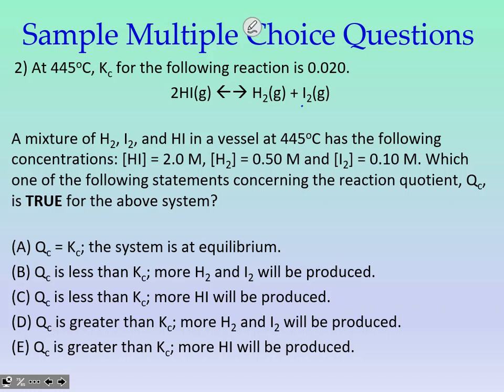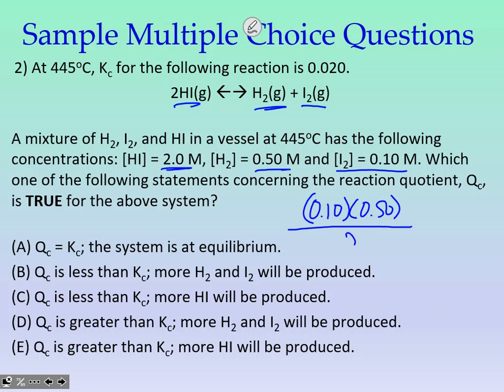So I would just stick with I2. Where's I2? Okay, that goes on the top of the expression. H2, 0.5, that goes on the top of the expression. And HI, that's your reactant, so that goes on the bottom, and that is squared because of the 2. Now, this is that decimal math I warned you about that you're supposed to be able to do in your head. This is how I do it. I'm going to show you. What's 0.1 times 0.5? 0.05. Okay, good.